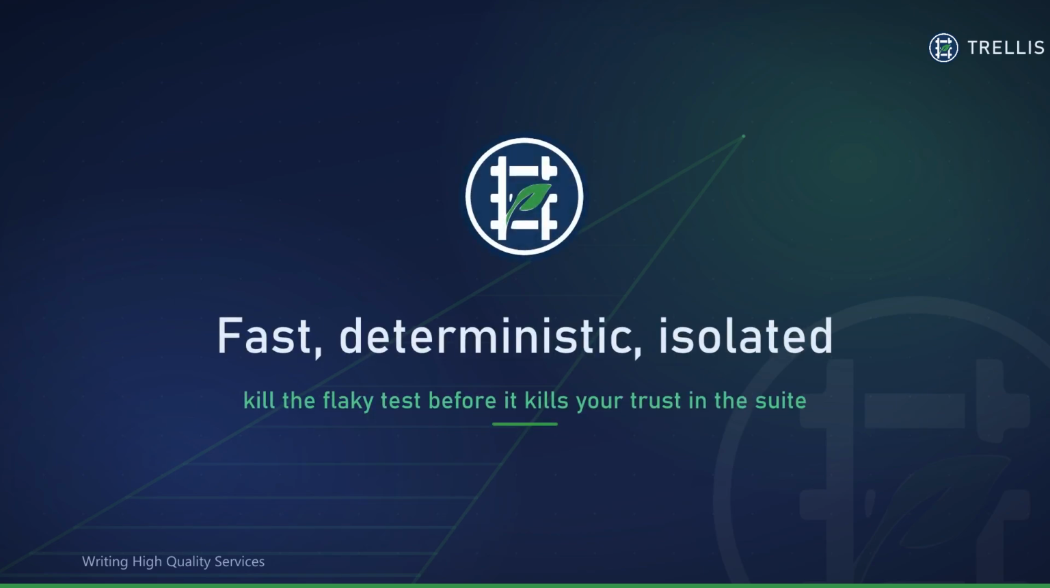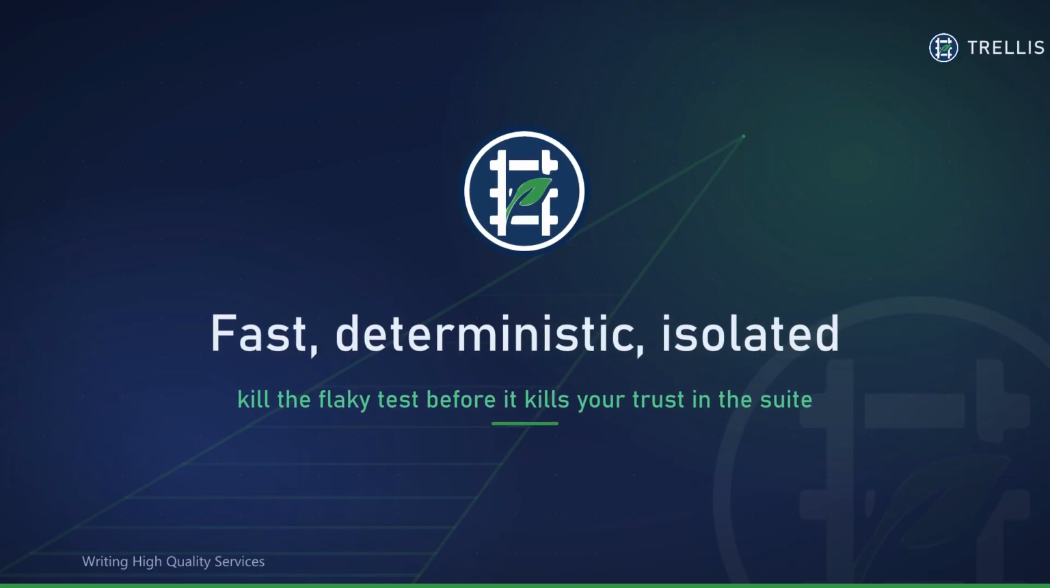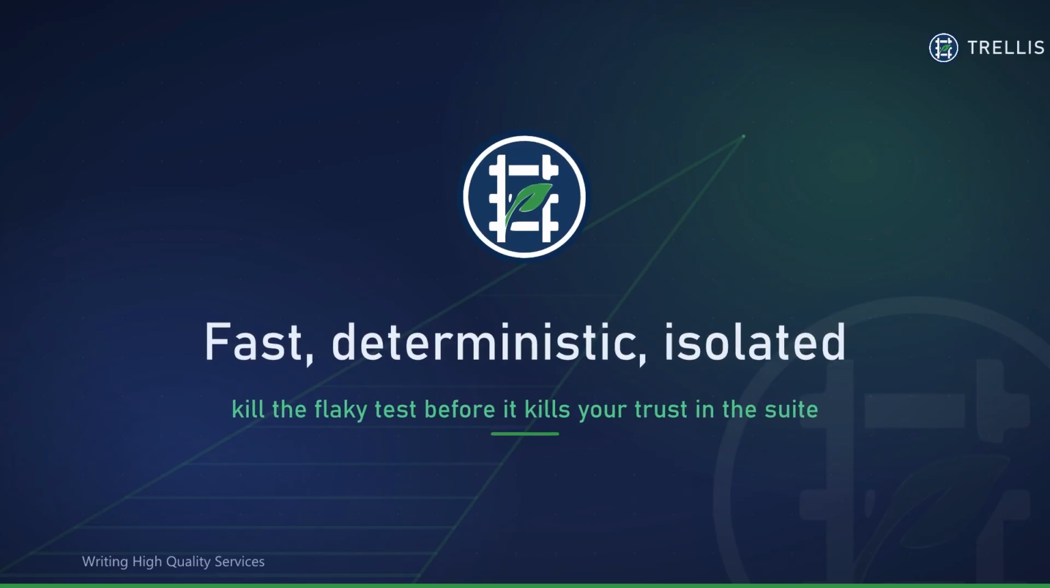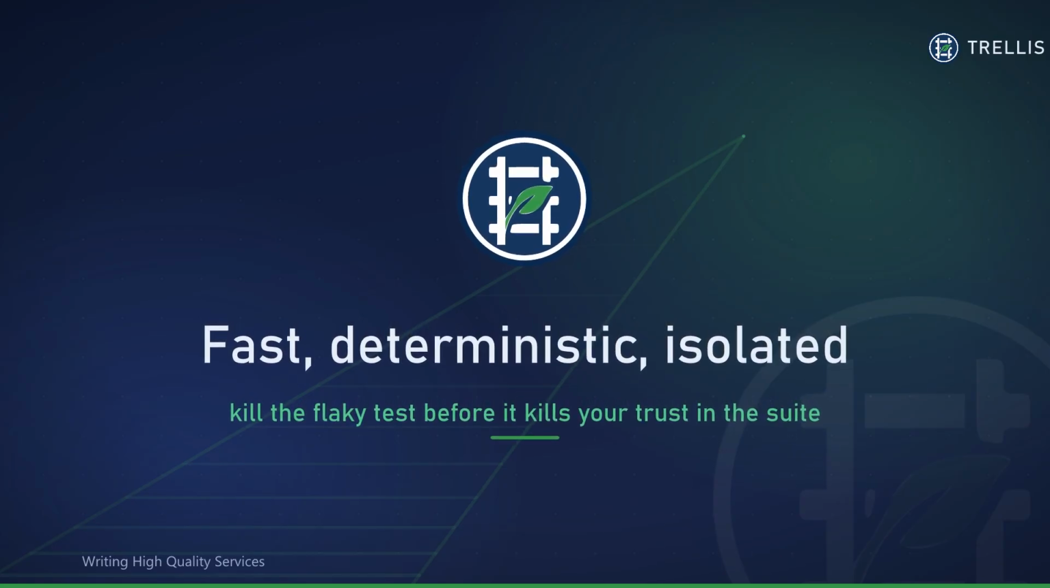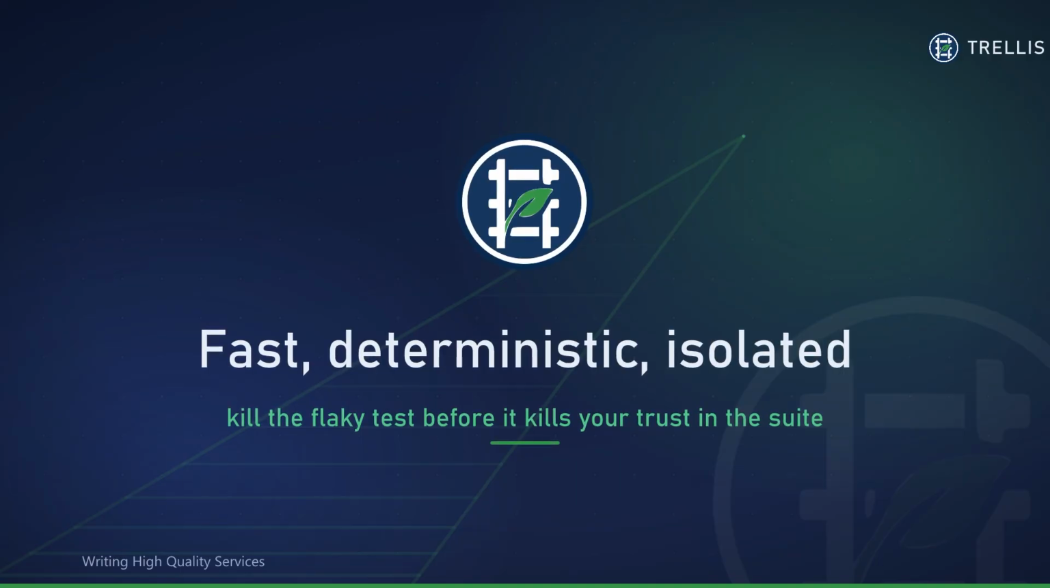There's one kind of test worse than no test: a flaky one. It passes on your machine, fails in CI, passes again on a rerun, and after a week of that, people stop believing any red build. A flaky test is almost always a test that depends on something it shouldn't: the clock, a random value, or state left over from another test.